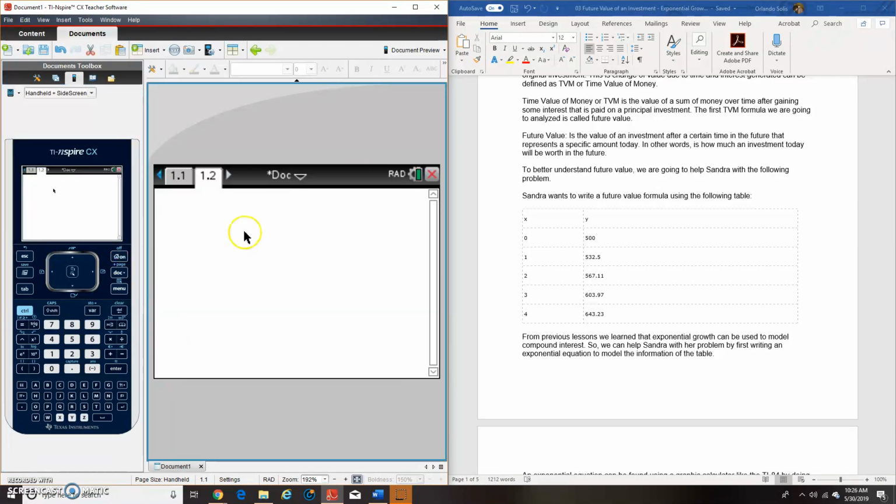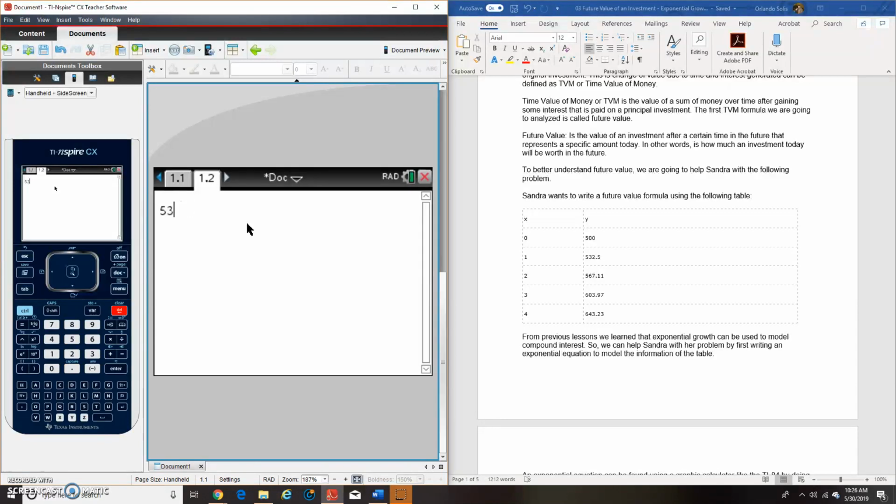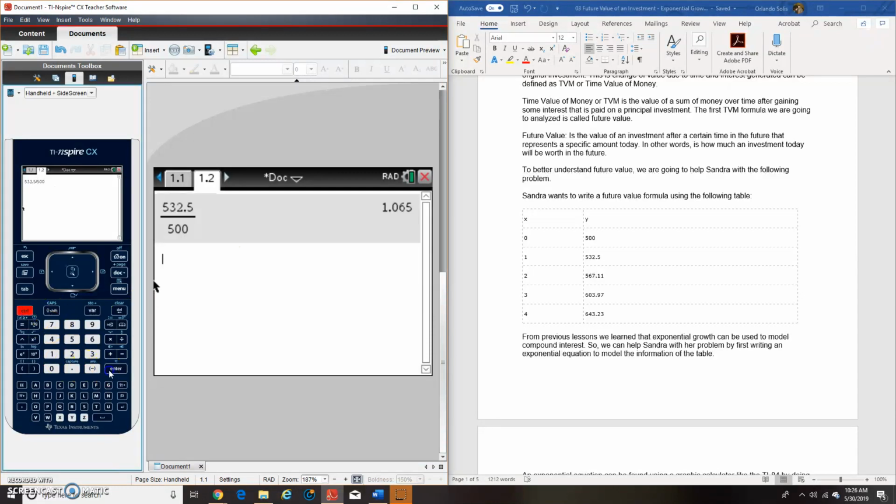If you take 532.5, well, actually, I'm going to take 32.5 divided by 500. Okay, I'm going to go ahead and get that, and we got 1.065. And then if you take 567.11 divided by 532.5, it should be the same. So I'm going to go out on a limb, and yes, it is the same. So that's the constant rate of change. So this is actually growing at a rate of 6.5% each year. So it's 6.5% interest.